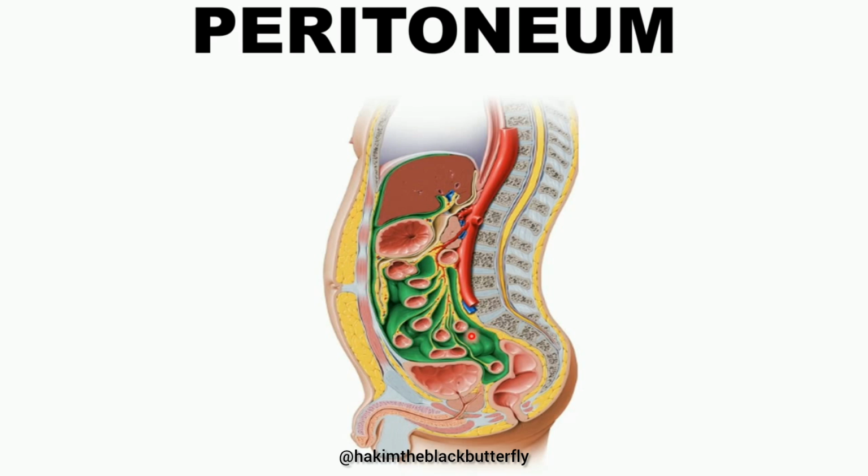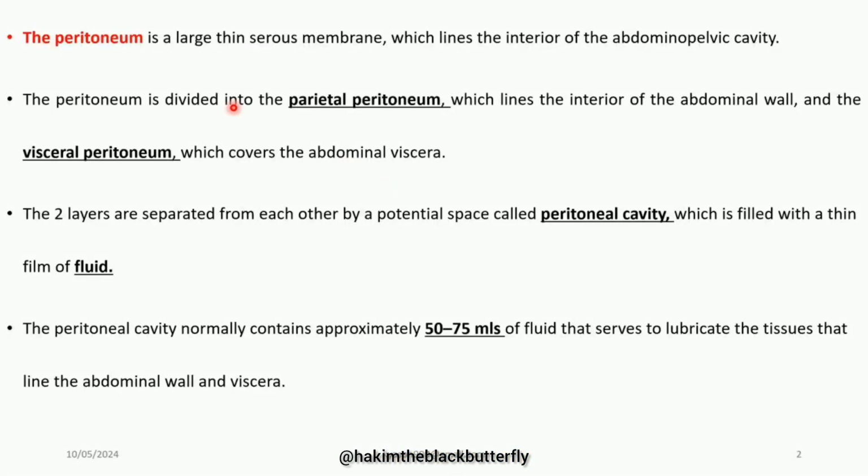So what you see here in green, enclosing the organs and reflecting to line the inside of the abdominal wall in green, that is our peritoneum. Okay, so it's a serous membrane, and you know what serous membranes are. These membranes are unique. They are made up of what we call mesothelial cells, cells that have the capability to secrete fluid.